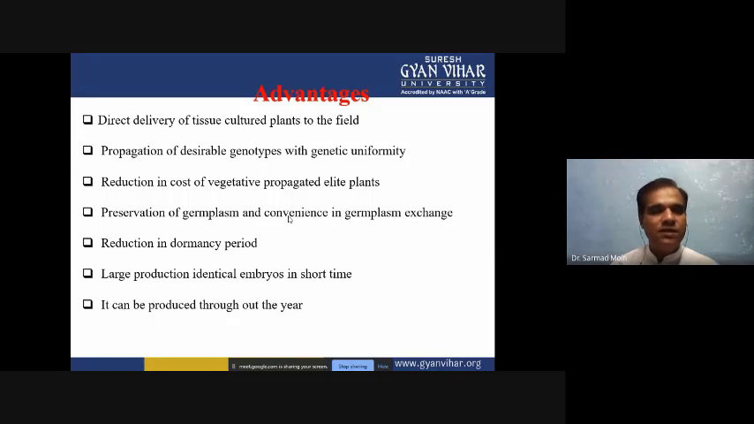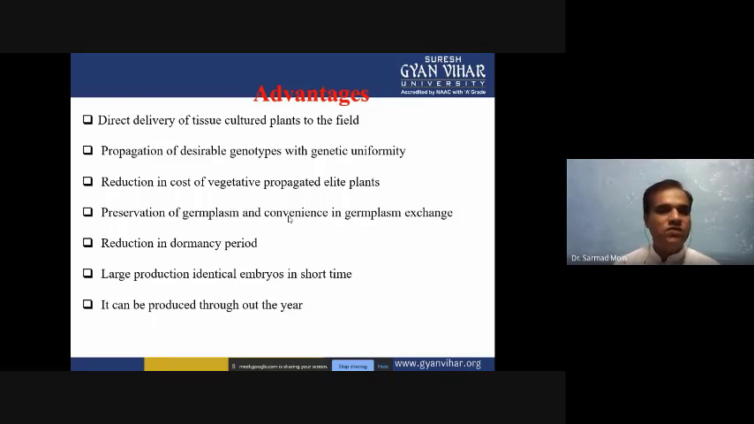Then, reduction in cost of vegetatively propagated elite plants. It is very hard to propagate these elite plants vegetatively since they have some natural barriers. When we propagate using somatic embryos and culture them, they can produce a large number of plantlets. We can store them as synthetic seed, and whenever we have a requirement, we can propagate as many of the required elite plants as we need.